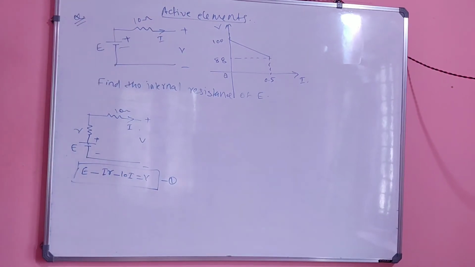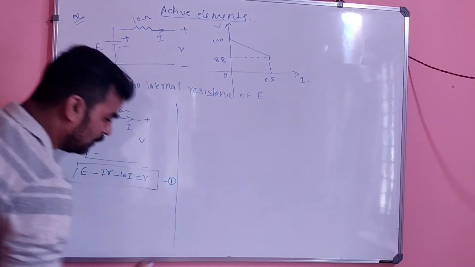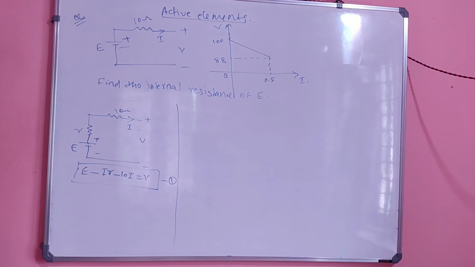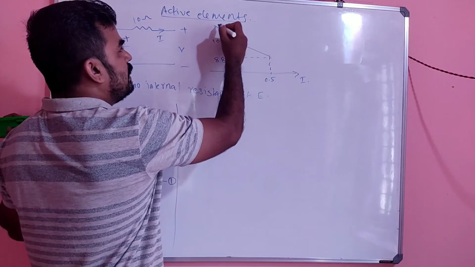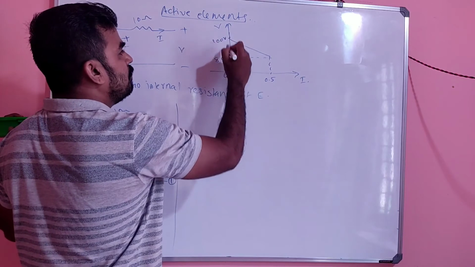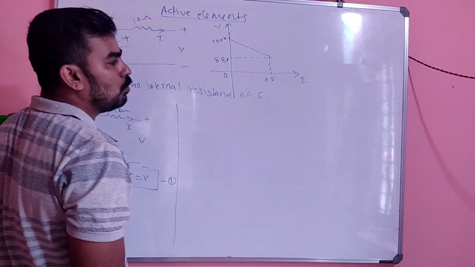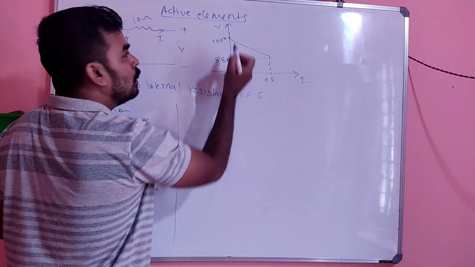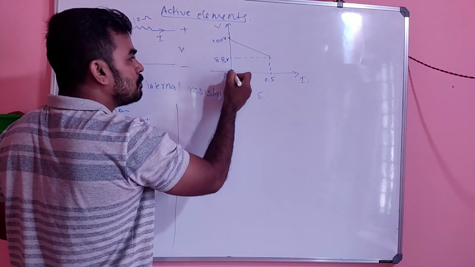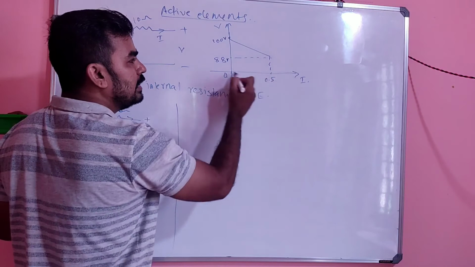We are going to play with this equation. So let's see the graph. When V is equal to 100 volt, what is the value of current I? The current I will be 0, right? When V is equal to 100 volt, the corresponding value of current I is 0.